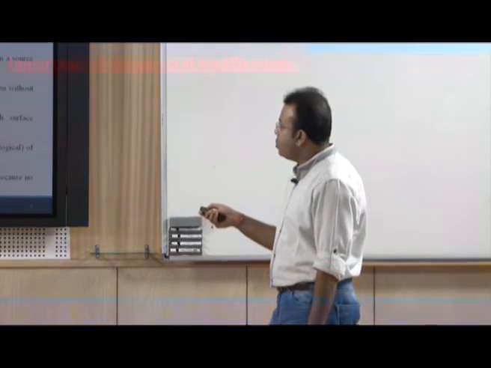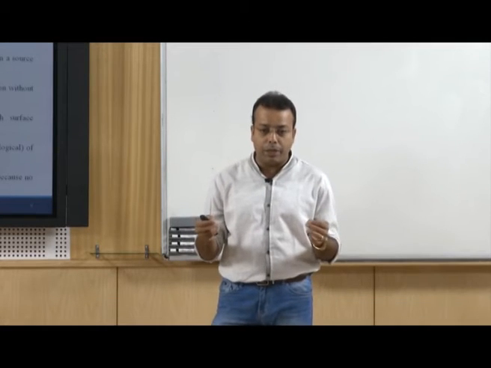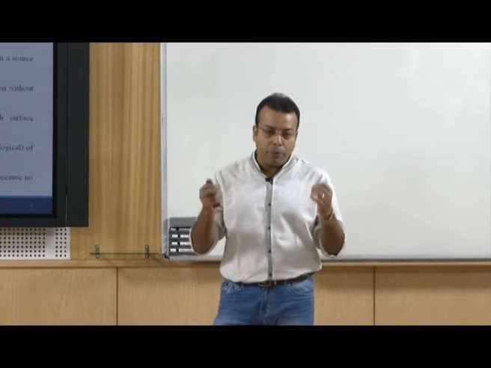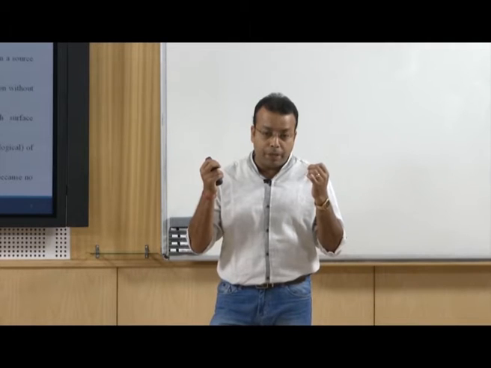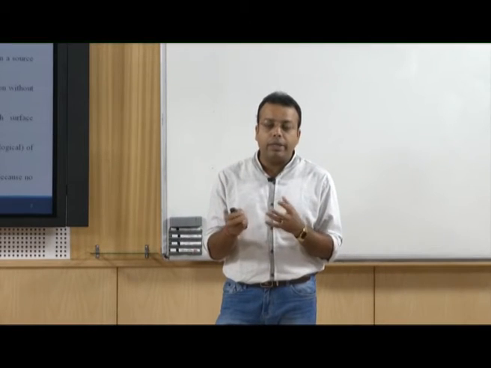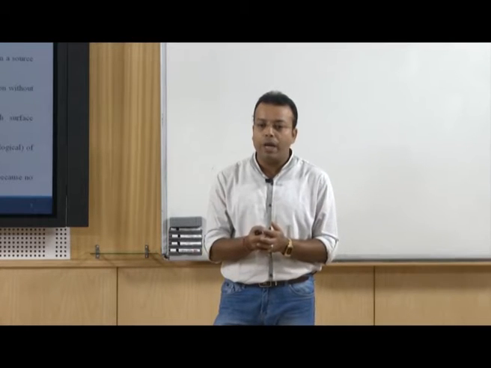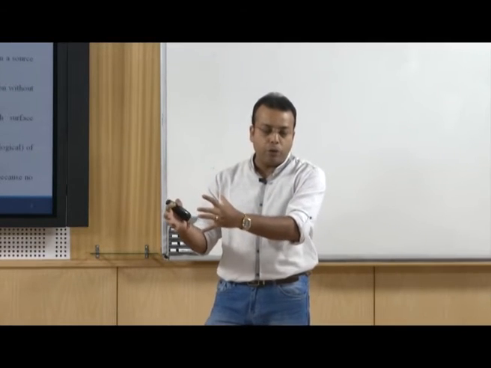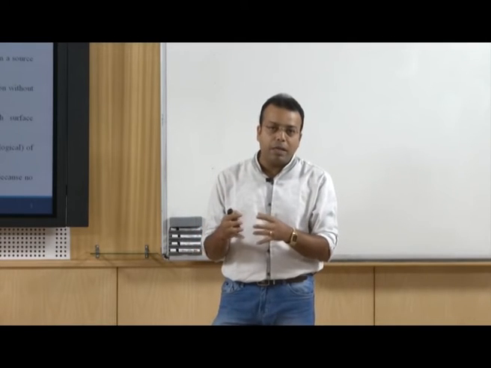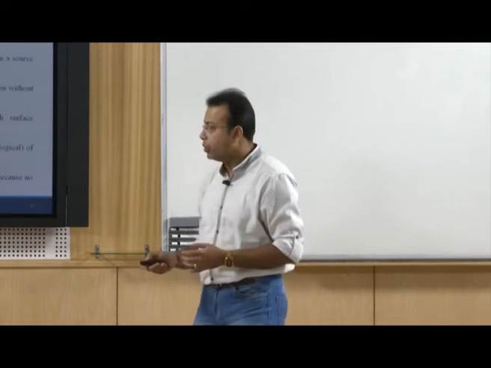Physical methods have the ability to provide more precise surface modifications without the requirement of rigorous process control. Yes, of course, if we do chemical reactions, we have to keep the sample for a longer time, and maintain a certain atmosphere, temperature and humidity control, so that the proper chemical reactions can take place. But with physical methods, we are not going to change any environmental conditions; we simply put the material into the particular equipment or machine, and by switching it on and off we can do these modifications.